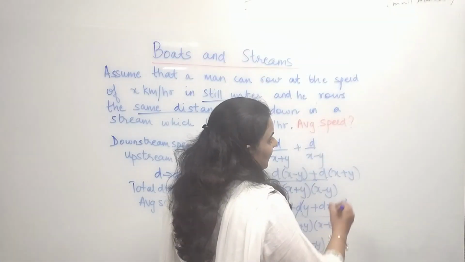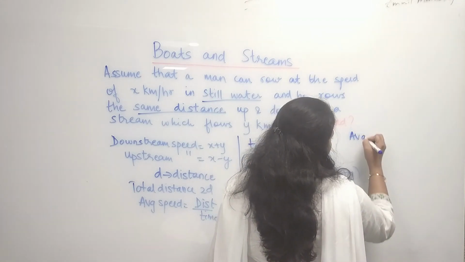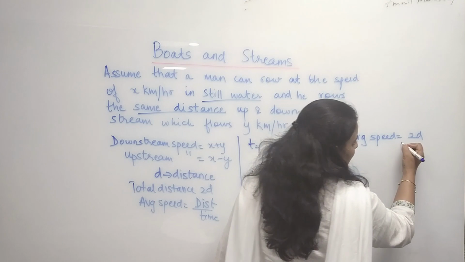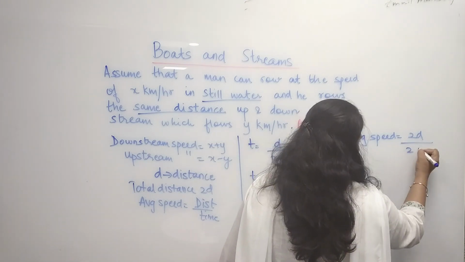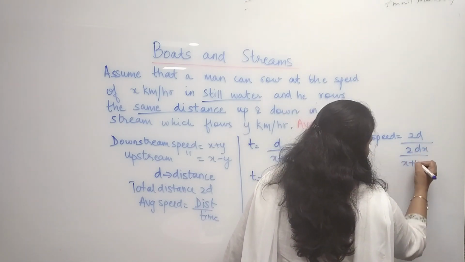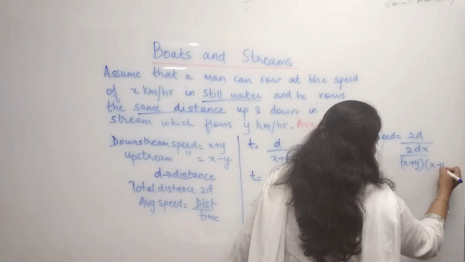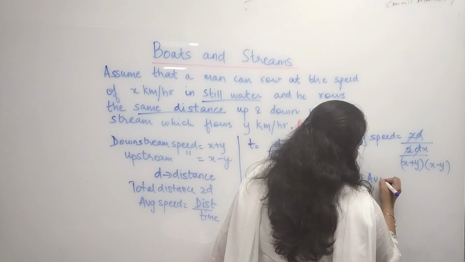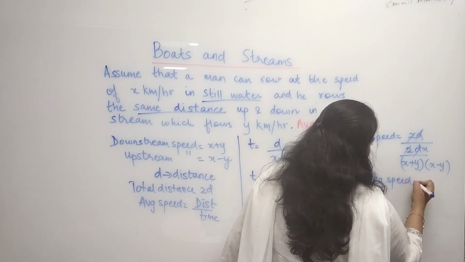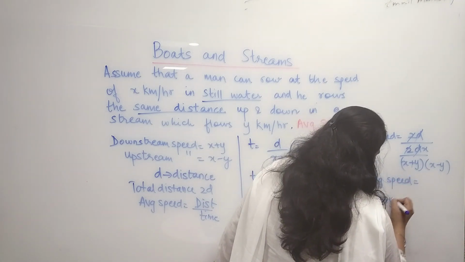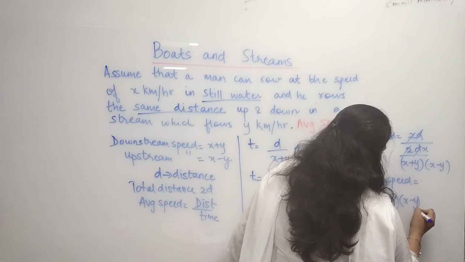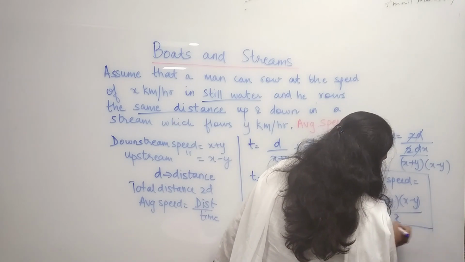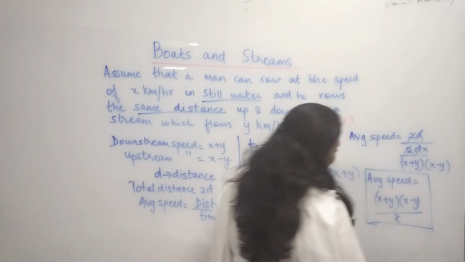We now get the total time. Average speed will be equal to the total distance travelled upon the total time taken. Cancelling out the common terms, we get the average speed is equal to (x plus y) into (x minus y) upon x. This formula can directly be used to solve the question.